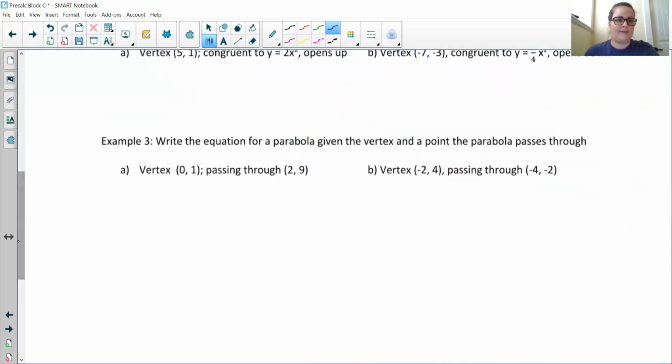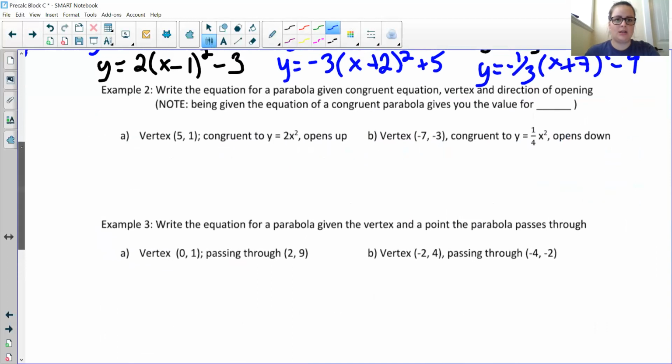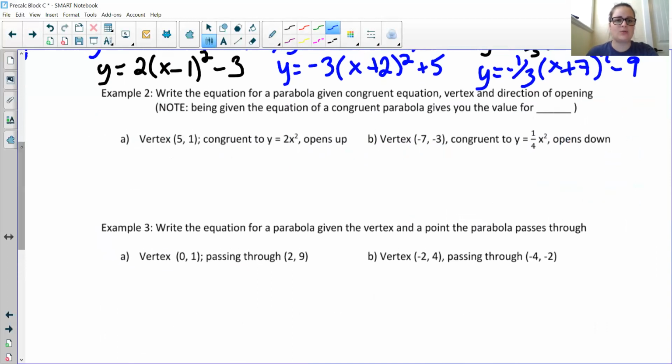So we can go further with example 2. It says, write an equation for a parabola given a congruent equation, vertex, and direction of opening. Note, being given the equation of a congruent parabola gives us the value for a. Congruent means it's the same shape. It might be somewhere else on the Cartesian plane, but it has the same shape. It has the same level or factor of compression or expansion. The rest of the equation for the congruent parabola, we don't care about.